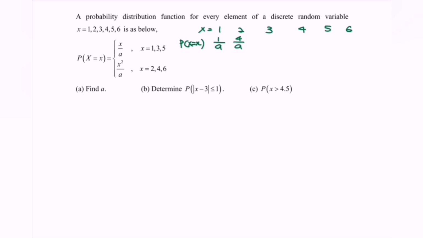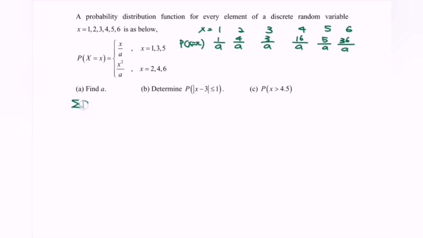If x is equal to 3, we have 3 over a. Next, followed by 4, we have 16 over a. If we have 5, then we have 5 over a. If x is equal to 6, we have 36 over a. So find the value of a.